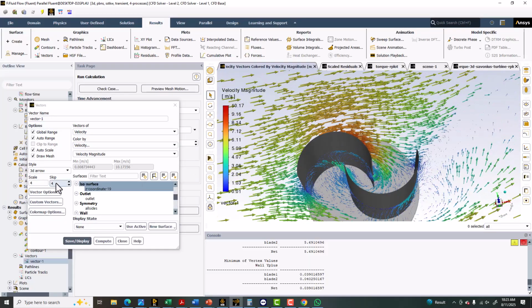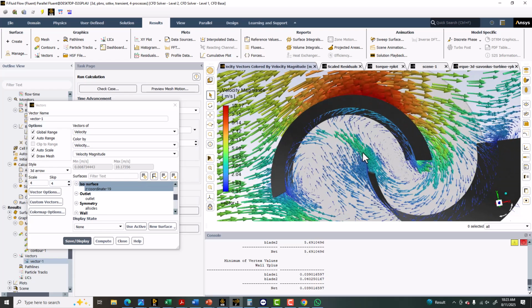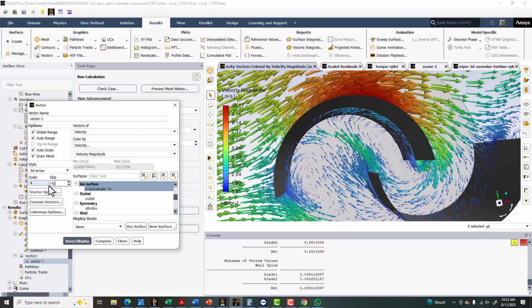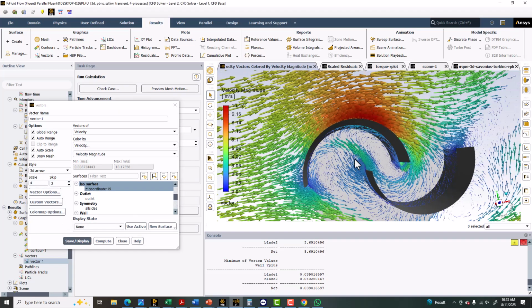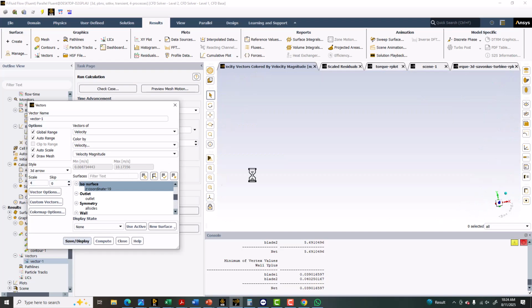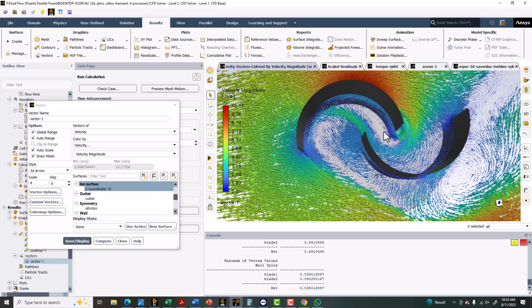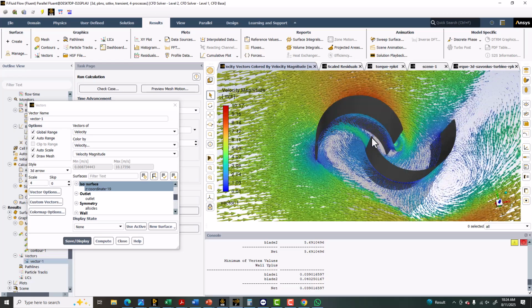And I only displayed every fifth vector. So I skipped 4, and you can see how the flow is behaving. If I skip only 2 and every third is shown, then the data will look like this, because the mesh is very fine actually. If I skip 0, all will be displayed. Okay, so we have some circulation zone that is very common in the Savonius wind turbine.